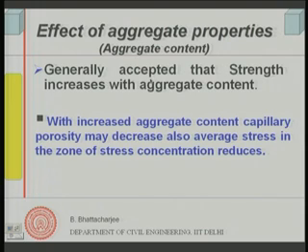In normal strength concrete, because the paste strength is relatively low, aggregate strength is higher, paste modulus is low, aggregate modulus is higher.